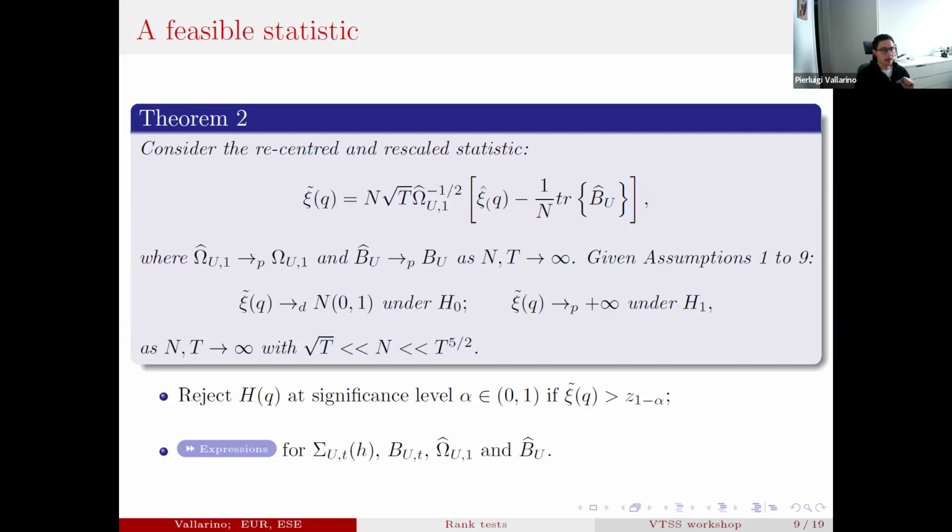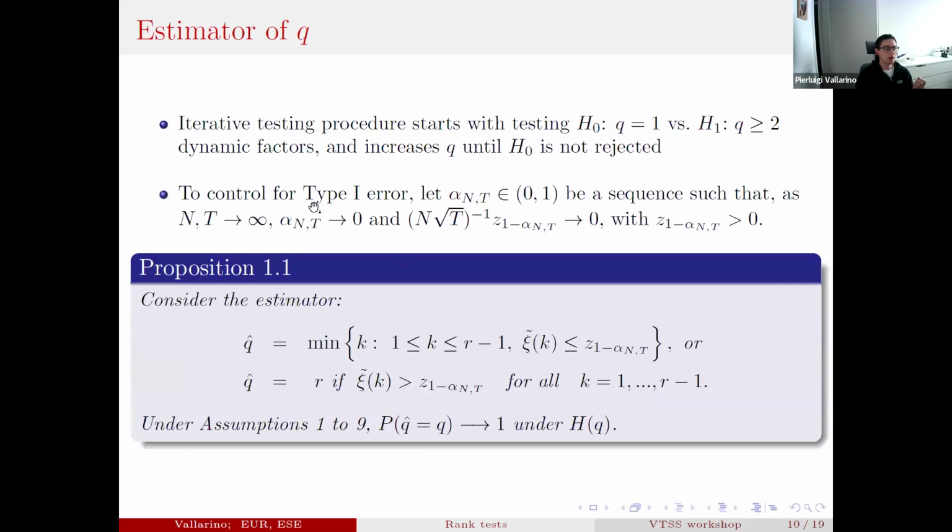Now we have a test, and we want to develop a consistent estimator. The idea is we can iteratively test, starting with testing the null of one common dynamic factor against the alternative of at least two dynamic factors. And then we proceed iteratively until we can't reject the null. Of course, this is not a consistent estimation procedure, in that the test has an asymptotic size alpha strictly larger than 0. And so we would be estimating the true number of common dynamic factors only with probability approaching 1 minus alpha, which is strictly smaller than 1.